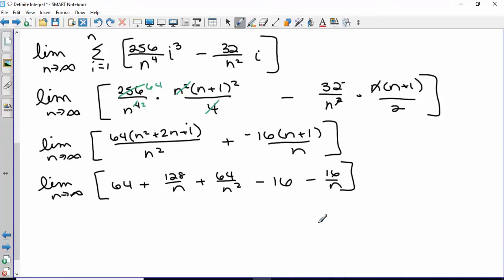Can we do the limit now? Yeah. Everything with an n on the bottom turns into 0. So you get 64 minus 16. So our final answer is 48. So same thing we ended section 5.1 with, just giving you a different notation to start your problem. I'm asking the question in a different way, but it's the same calculations to get there. Questions on that?